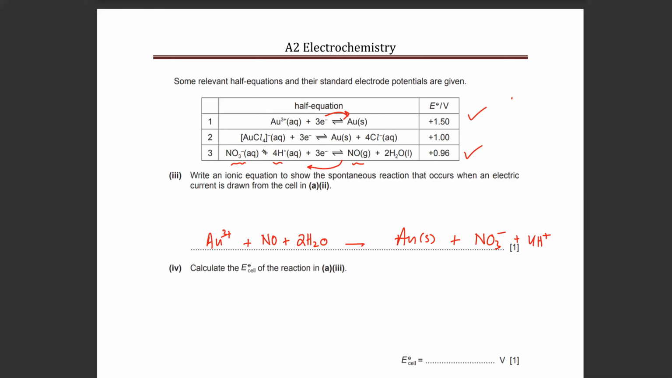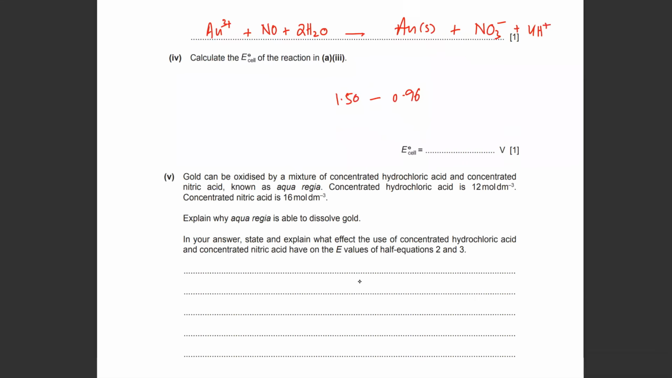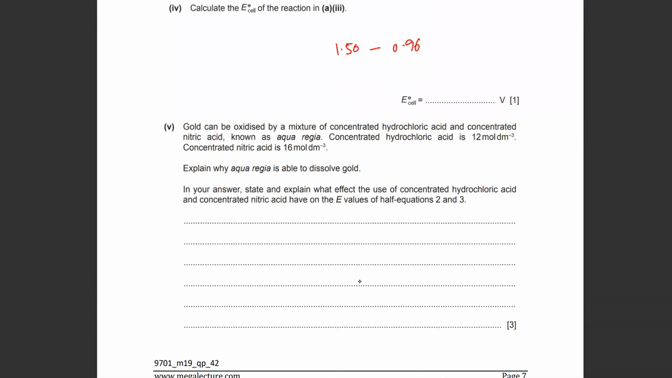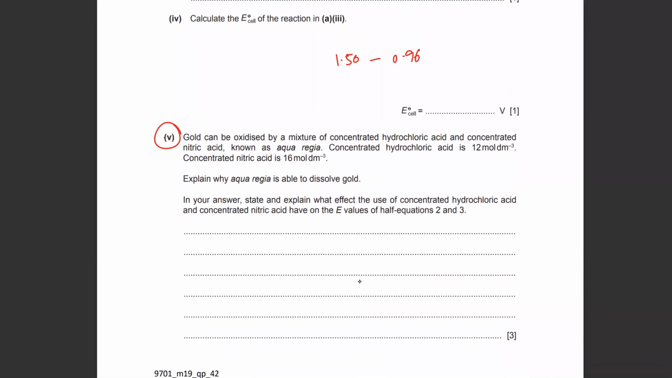He just wanted the reaction. Calculate the E0 cell for the reaction. So it's reduction potential minus oxidation potential. So it's 1.50 minus 0.96, and that gives you the E0 cell. This one is slightly more complicated. We don't have time for this. We'll do this one tomorrow then.